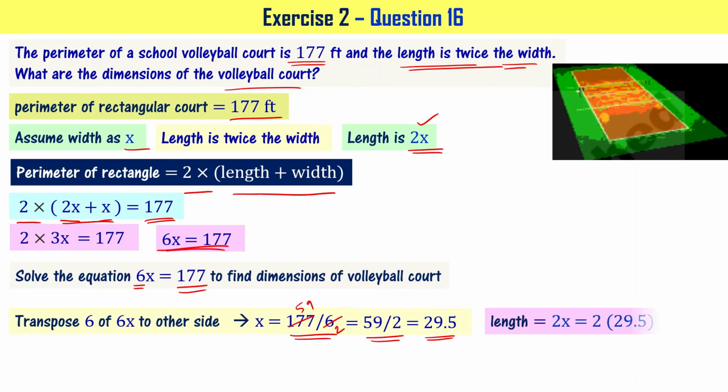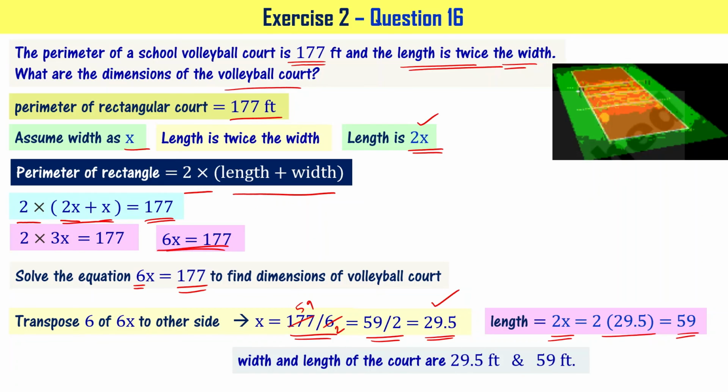Now let me say that width is 29.5, length is 2x, that is equal to 2 times 29.5, that is equal to 59. So to answer the question, the width and length of the court are 29.5 feet and 59 feet. Got it?